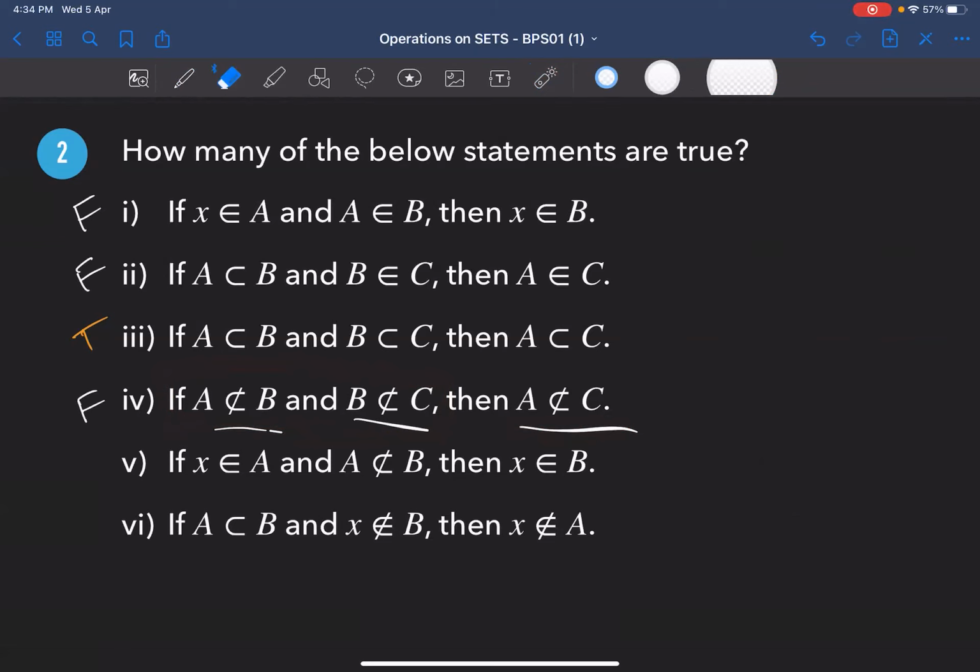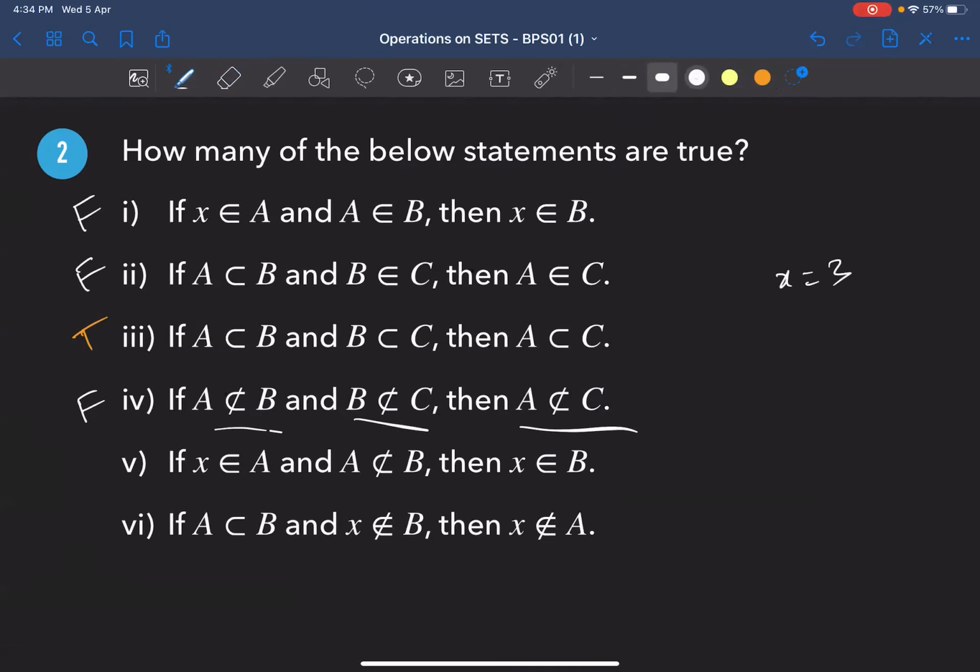What do you think about the fifth statement? Sir, it's false. Okay, why? So you're saying if we take X as 3, then we can take the A set as 1, 2, 3, sir. Okay, so X is what you're saying? 3. X is 3, okay.